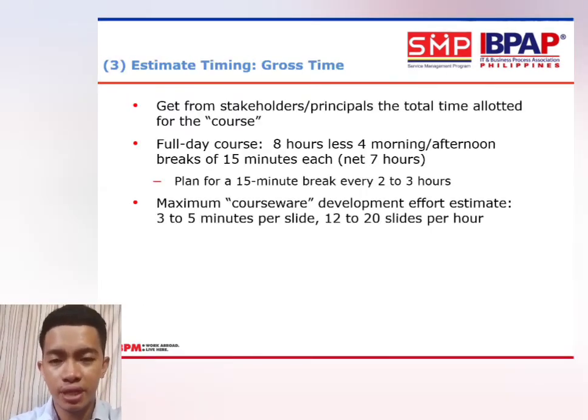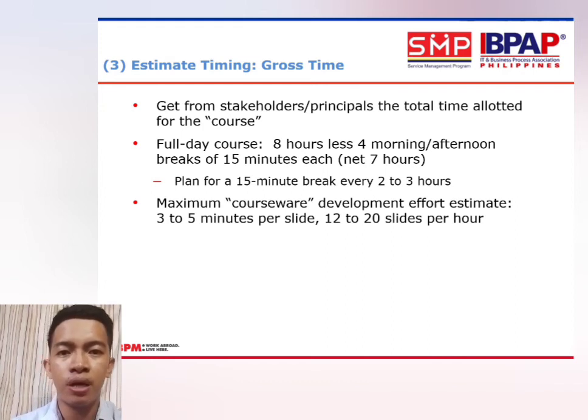Estimate timing, course time. Get from the stakeholders or principals the total time allotted for the course. Full day course, 8 hours less morning and afternoon breaks of 15 minutes each, net 7 hours. Plan for a 15-minute break every 2 to 3 hours. Courseware development effort estimate: 3 to 5 minutes per slide, 12 to 20 slides per hour.